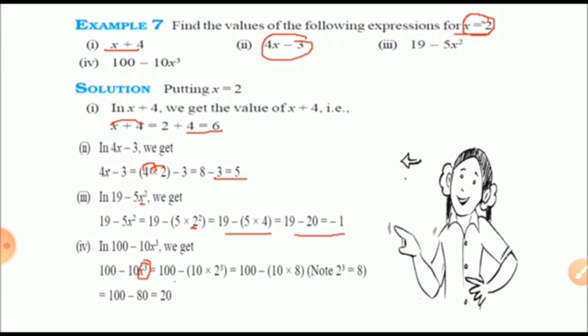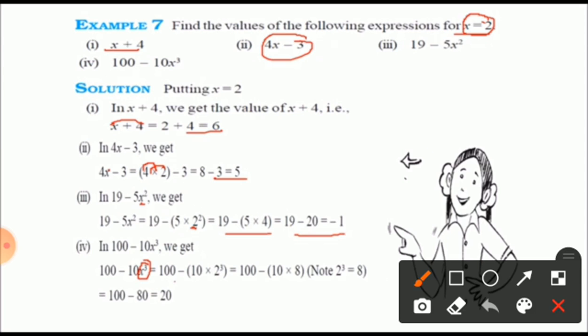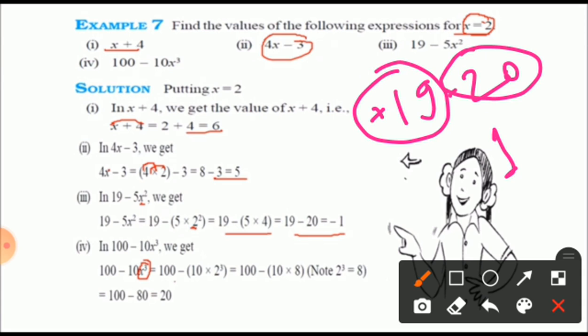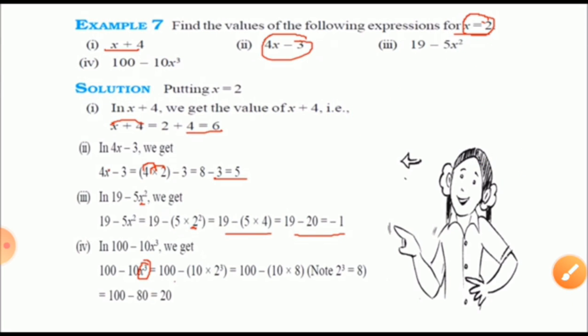Next one, third one, 19 minus 5x square. So 19 it is, and in place of x we can put 2. 5 into 2 square, 2 squared is 4, and 4 times 5 is 20. So 19 minus 20. Students, once again I want to show 19 minus 20. At first you may not know this answer, but it is plus 19 and minus 20. So you can do 20 minus 19. Its answer is 1, isn't it? But now check which number is bigger, 19 or 20? Yes, 20, and 20 has which sign? Minus sign. That's why the answer is coming minus 1. Isn't it? Correct.